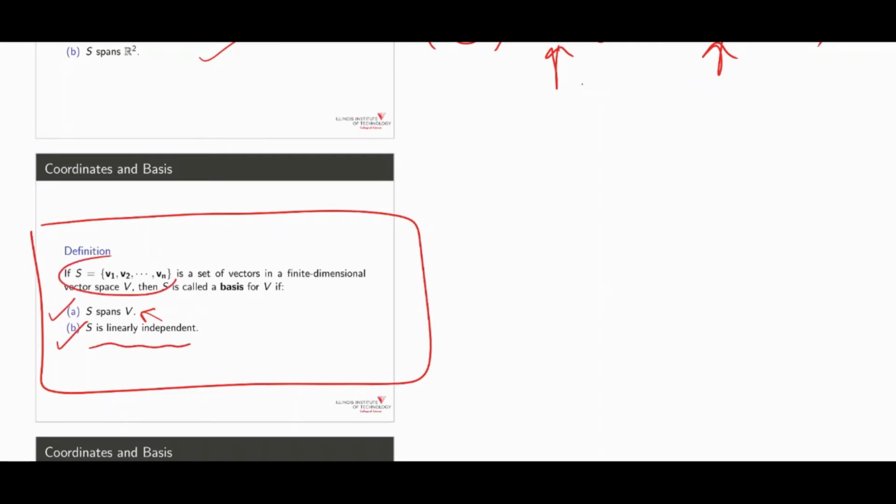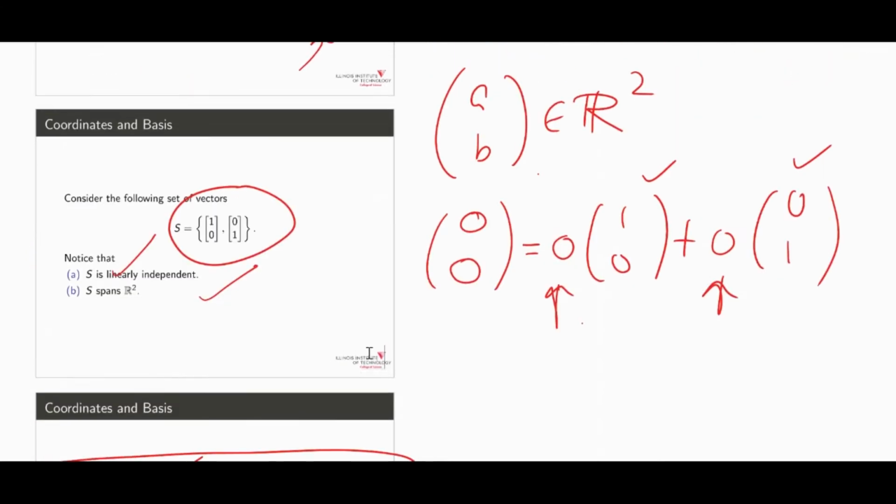If you can find a collection of vectors for a vector space V that has these two properties, then we will say that that collection of vectors is a basis for that vector space. So we have seen that in R2, this is actually a basis for the vector space R2, and these are known as the standard basis because it's very easy to see why they are a basis.